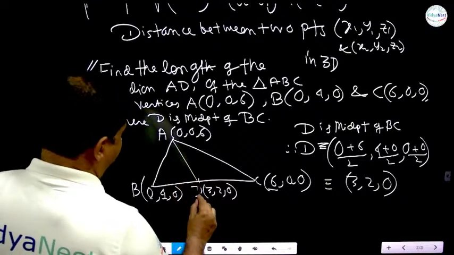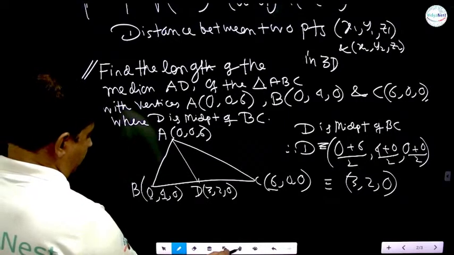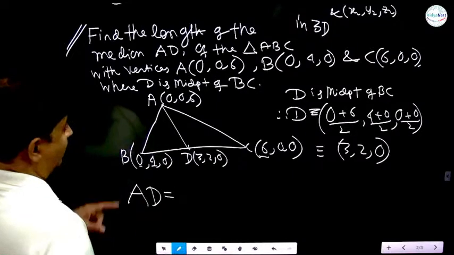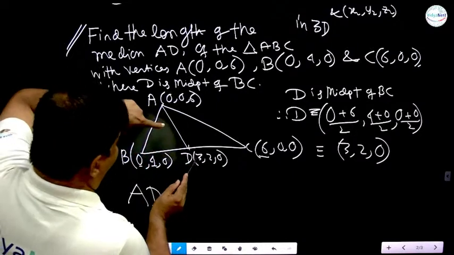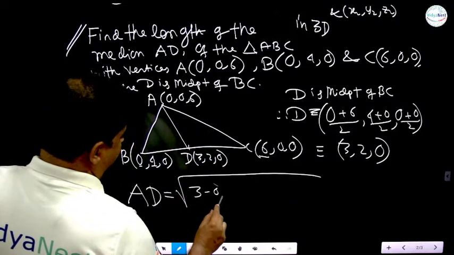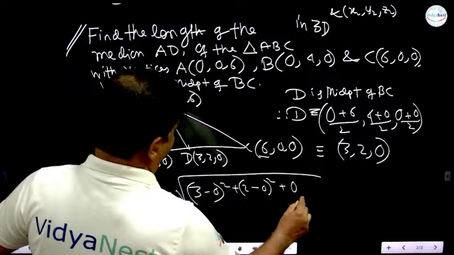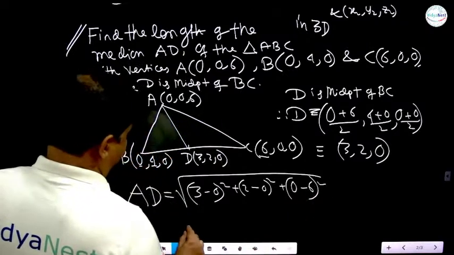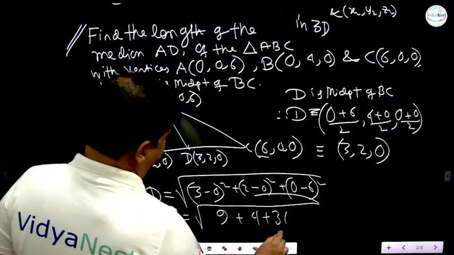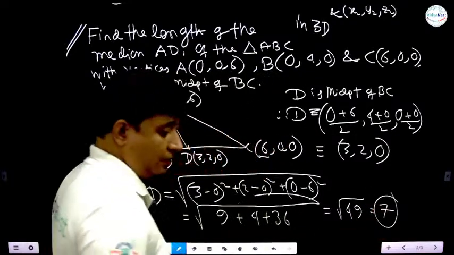Now I will find the distance AD. According to the question, you have to find the distance AD. AD will be what, by the distance formula? Few minutes back you were taught. x2 minus x1 whole square. Yes, sir. 3 minus 0 whole square, 2 minus 0 whole square, 0 minus 6 whole square. 9, 4, 36, root 49, that is 7. Okay.